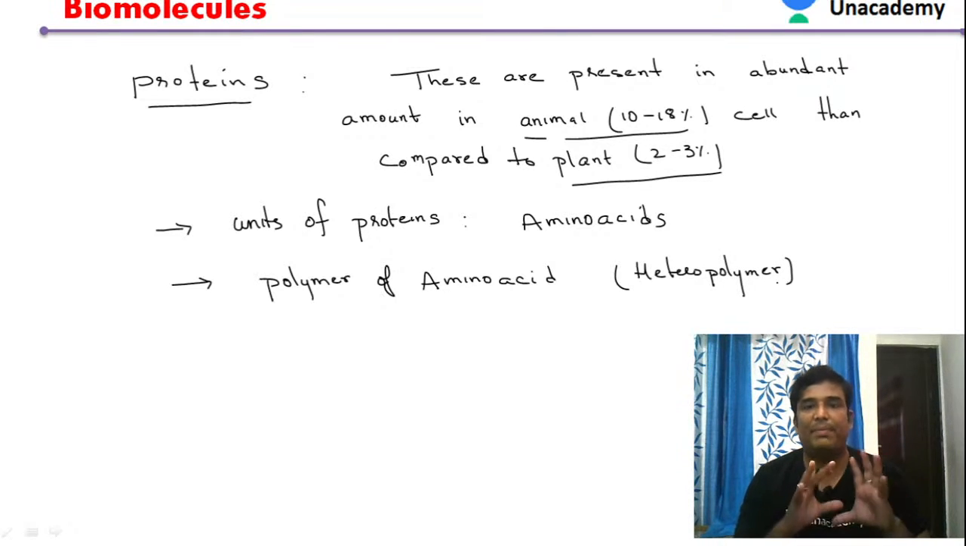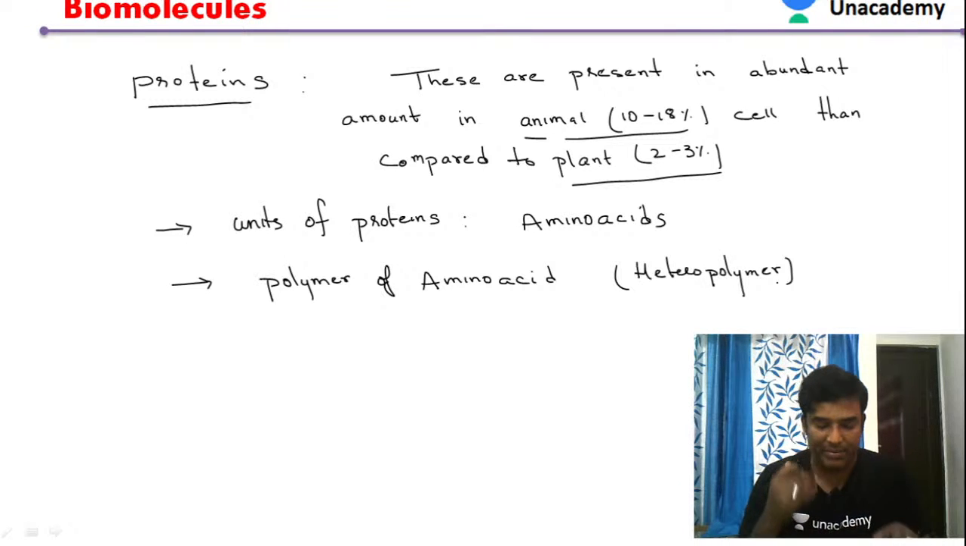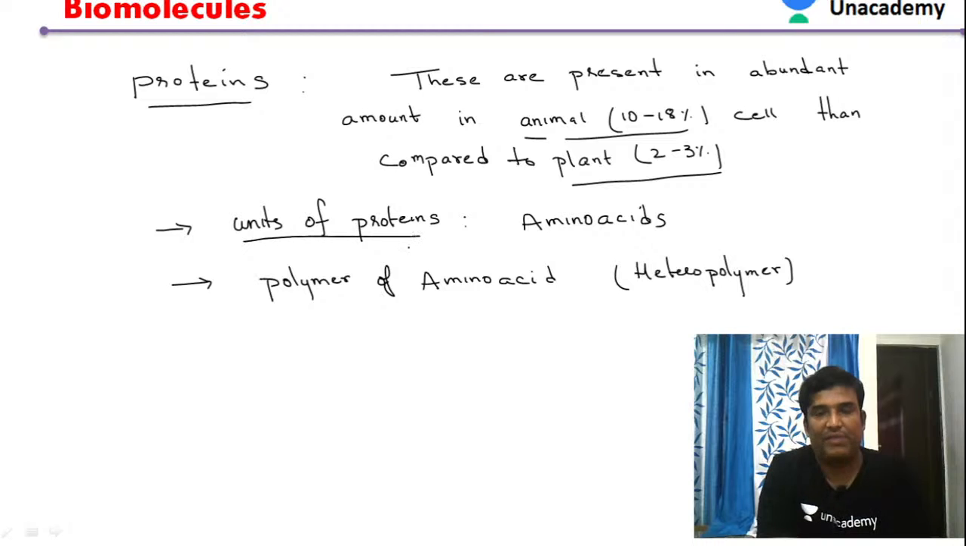Proteins are present in abundant amounts in animal cells compared to plant cells. The units of proteins are amino acids, so they are polymers of amino acids, and specifically they are heteropolymers.